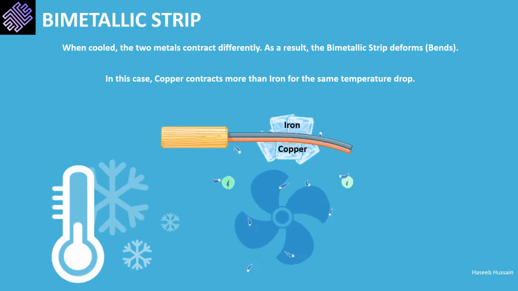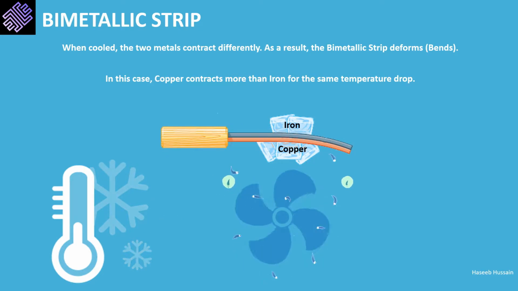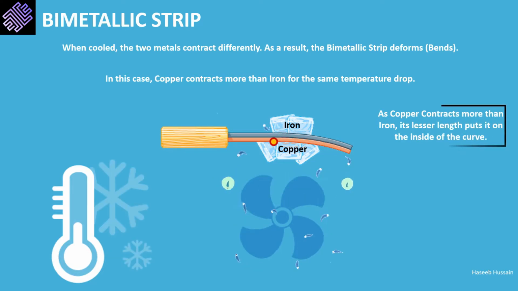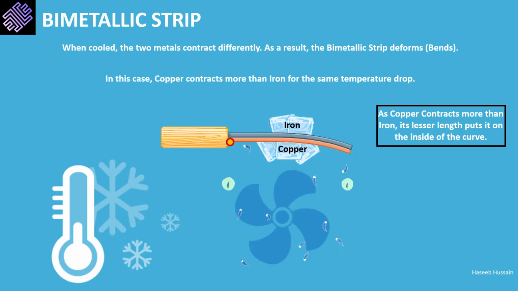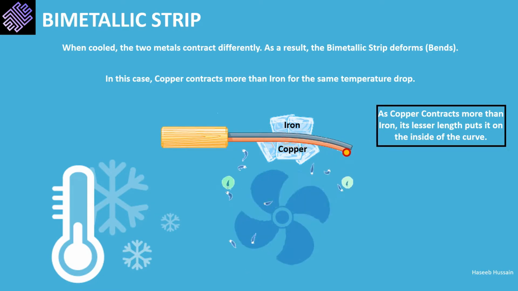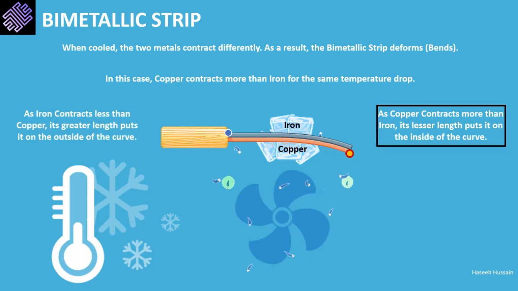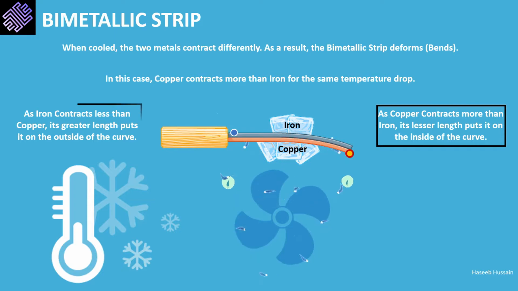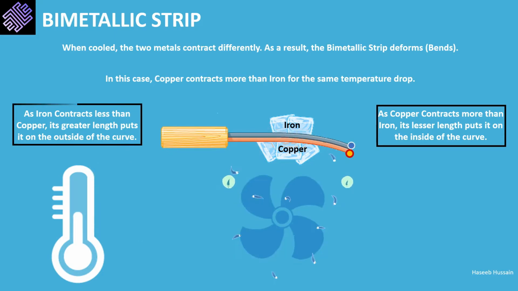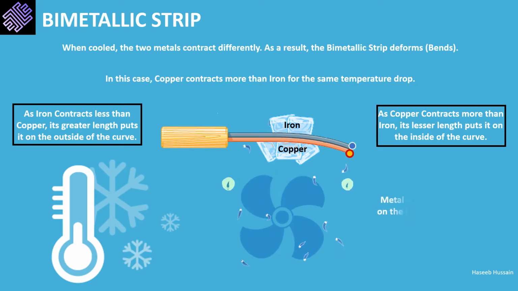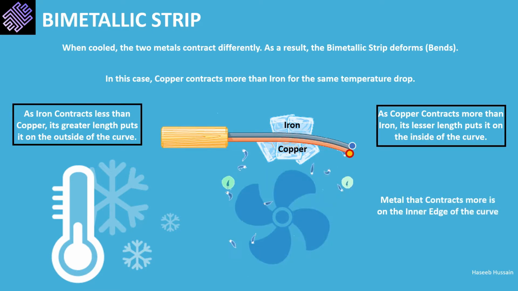As both metals are joined together and they contract differently, we see that the strip bends like a curve. This time, the direction is opposite to when it was heated. Key point is that the metal which contracts more, in this case copper, is on the inner edge of the strip because it has greater change in length. This is marked by motion of red dot, while metal which contracts comparatively less, in this case iron, is on the outer edge of the strip because it has lesser change in length. This is marked by motion of blue dot.